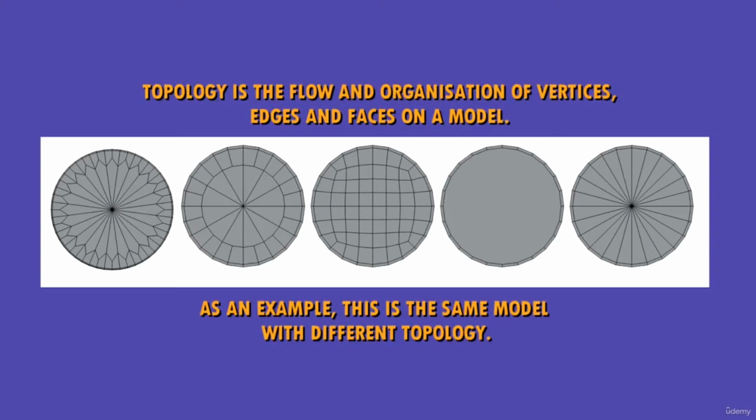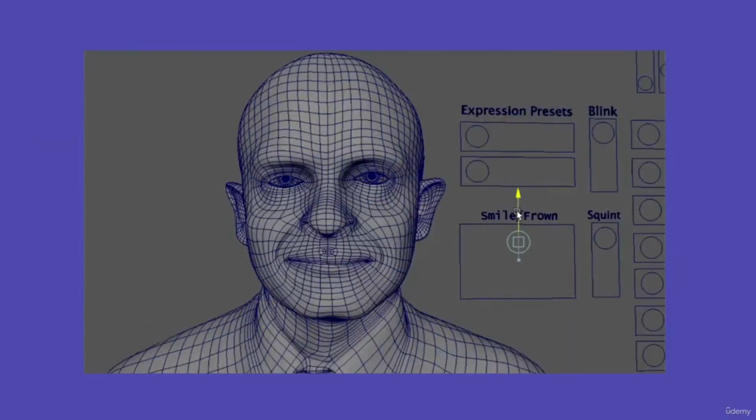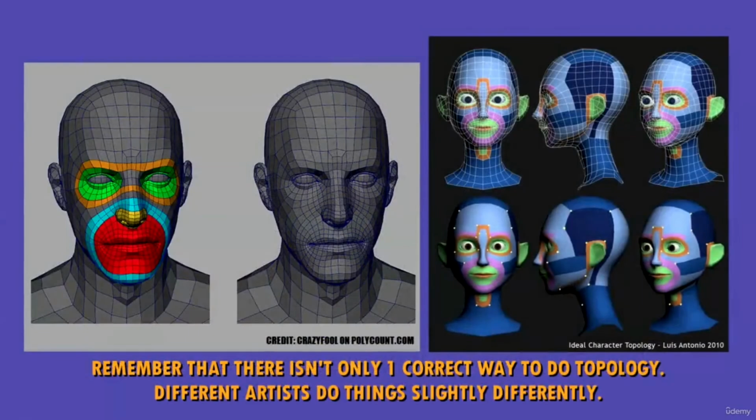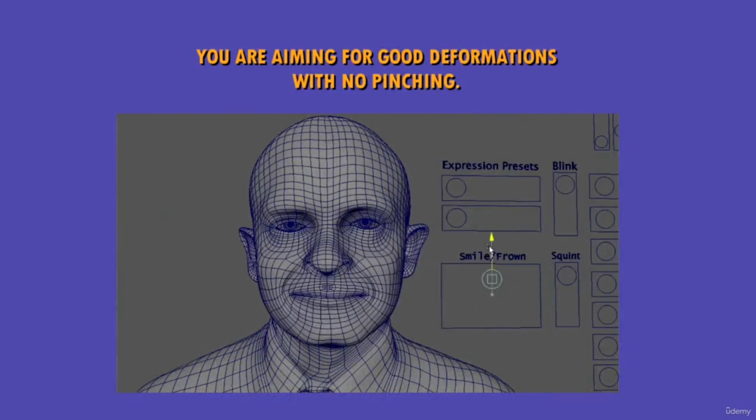Good topology flow is very important when it comes to animated characters. This is because when the character moves, the model is going to be deformed. Good topology ensures that deformations look realistic, otherwise the mesh will pinch, stretch, or just deform incorrectly when animated. Truth be told, there isn't one correct way to do topology. Different artists do things slightly differently. There isn't an exact spot you should place each loop. However, no matter what your topology flow is, you're aiming for good deformations.